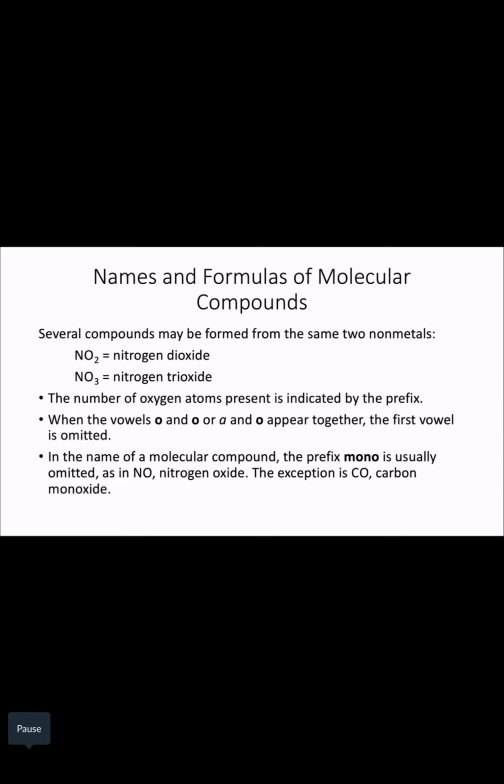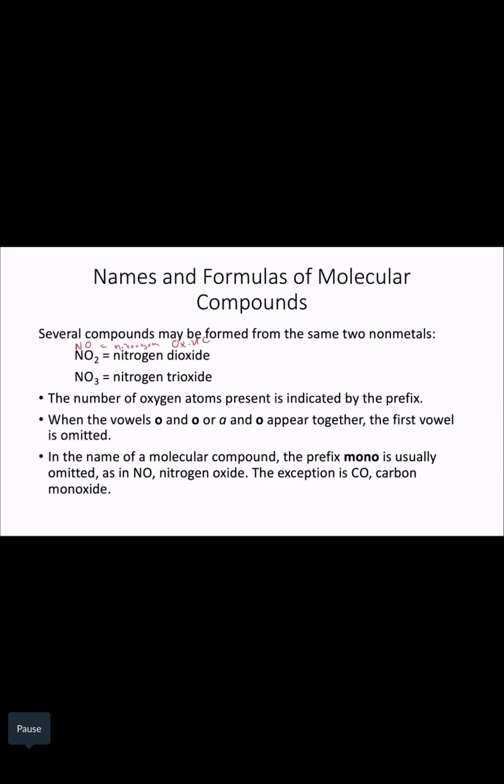Okay. Several compounds may form from the same two nonmetals. So this is where we have to use the prefixes I already showed you. We talked about this one here. We have nitrogen oxide. Believe it or not, we can have a nitrogen with two oxygens.